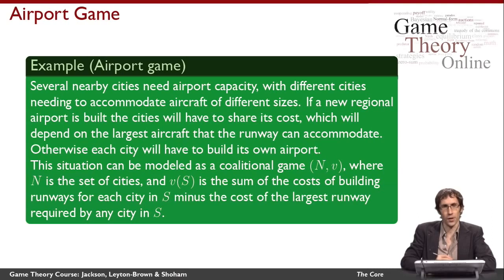So we'll model this as a coalitional game as follows. N is, of course, the set of cities, and the value of each coalition is basically the amount of work that was avoided as compared to having all of the airports built individually for each city. More specifically, the value of a coalition is the sum of the cost of building runways for every city in S, minus the cost of the biggest runway, which is the one that actually has to be built for the regional airport.